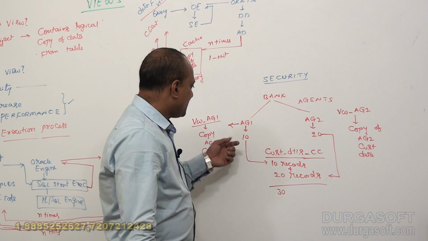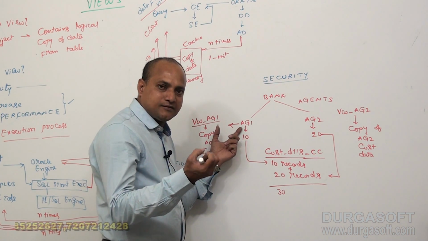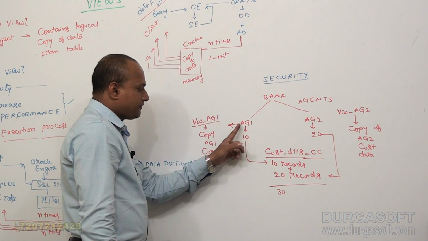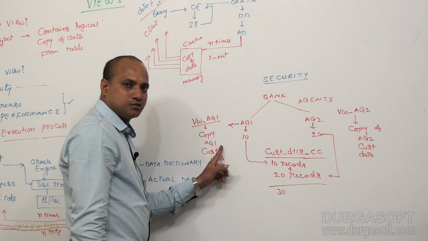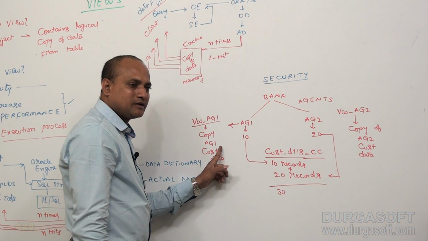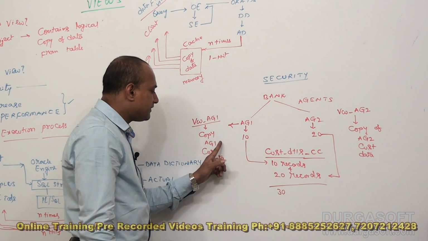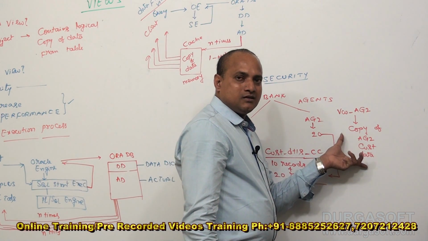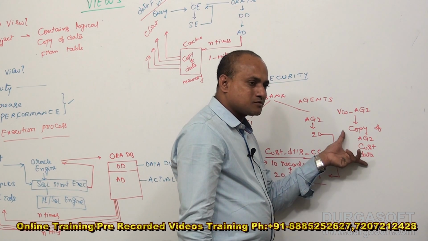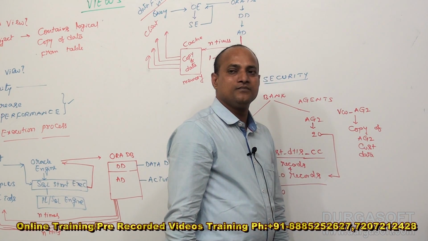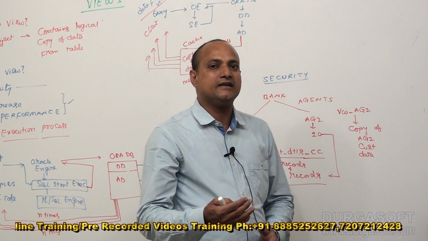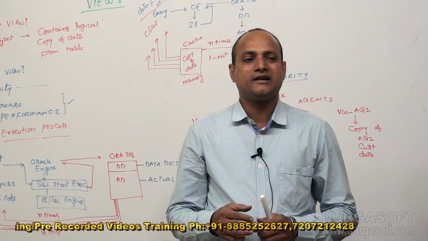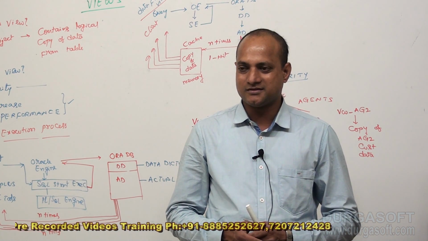What will happen? If agent 1 wants to verify his customers' data, he goes to view 1 and selects the data. If agent 1 is selecting data from his view, he will get only his own customers' data. Similarly, if agent 2 selects data from his view, he will get only his customers' data. They will never interfere with other agents' data or other customers' data. This will provide indirect security to the database tables.